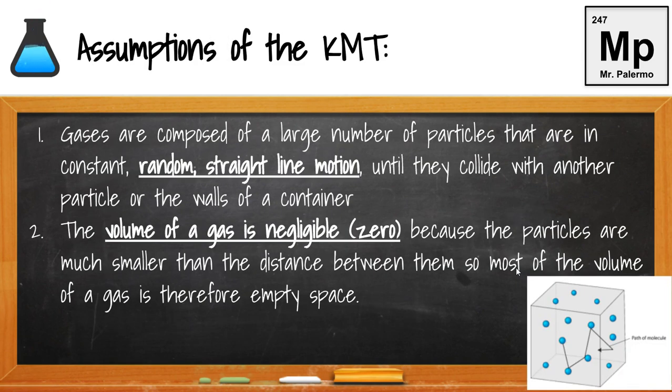For this model to hold true, some assumptions about gases had to be made. They had to assume that gases are composed of a large number of particles in constant, random, straight line motion until they collide with each other or the walls of the container. Looking at this model, you can see the straight line motion, but it's very random. The second assumption is that the volume of gas is negligible, meaning zero. This is because the distance between the particles is so great, there's so much empty space, that in comparison to the very small gas particles, we can say the particles' volume is essentially negligible.